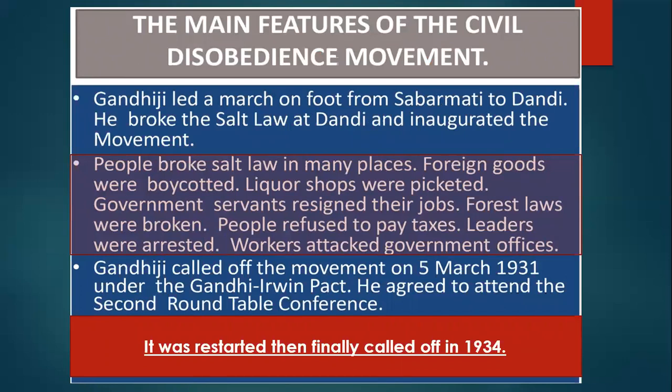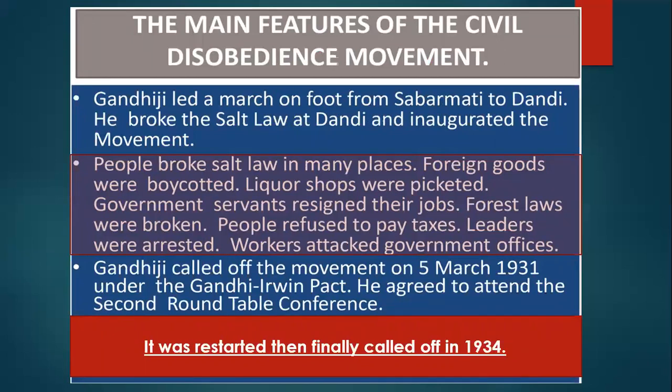Now the main features of the civil disobedience movement. As we know, Gandhiji went to Dandi and broke the salt law and inaugurated the movement. So his followers, other people in different places, also broke the salt law in the same manner. How did they carry out the civil disobedience movement? They boycotted all the foreign goods, and students studying in schools, colleges and universities left their studies. Government servants resigned their jobs, and in the forests the tribal people started breaking the forest law, and people refused to pay taxes.